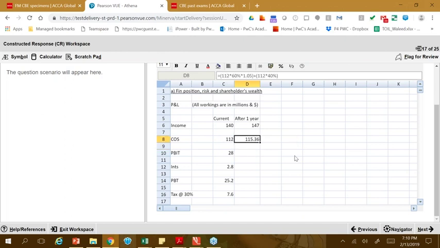And we get here 115.36. So cost of sales total was 112. 60% were variable. They will go up by 5%. And the remaining 40% are fixed, which means they will remain the same. So the PBIT now will be the D6 minus the D8. You get 31.64.